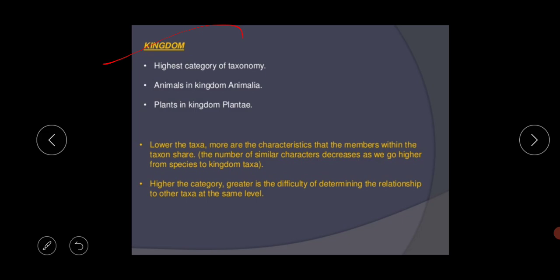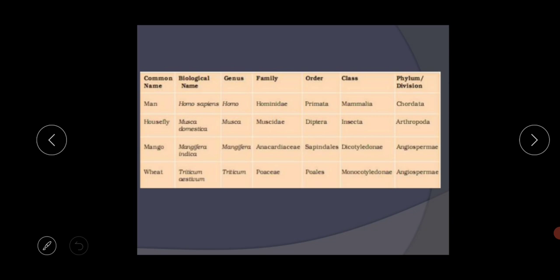Last thing is the kingdom. It is the highest category in taxonomy, where all the organisms included in it share a set of distinguishing characteristics, like animals in kingdom Animalia and plants in kingdom Plantae. It is observed that the number of common and correlated characteristics is maximum in lower rank categories. So the lower the taxa, the more are the characters that the members within the taxon share. The higher the category, the greater is the difficulty to determine the relationship of the other taxa at the same level.